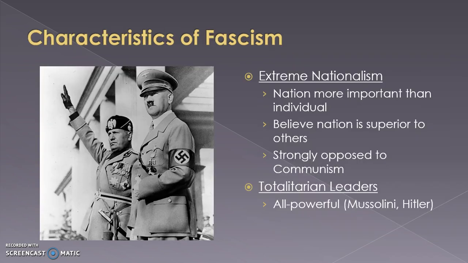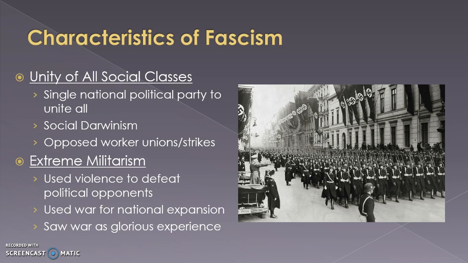Some of the characteristics of fascism include extreme nationalism and totalitarian leaders. So people in a fascist state believe that the nation is better than others and that the nation is more important than the individual person. They also believe that communism is bad, and they're strongly opposed to its influences. Totalitarian leaders who follow the fascist model include Benito Mussolini and Hitler.